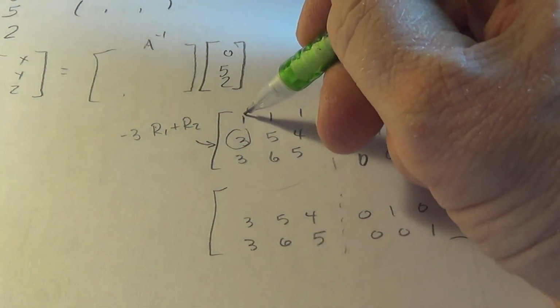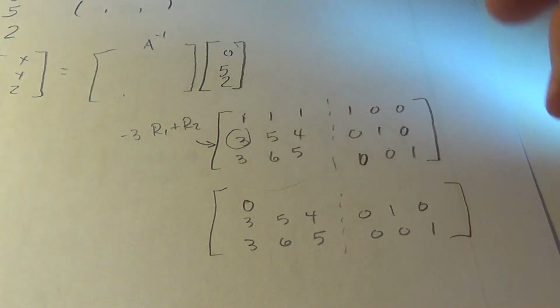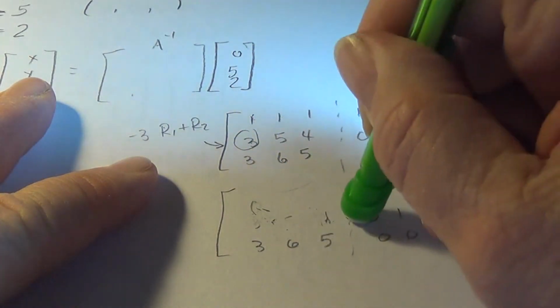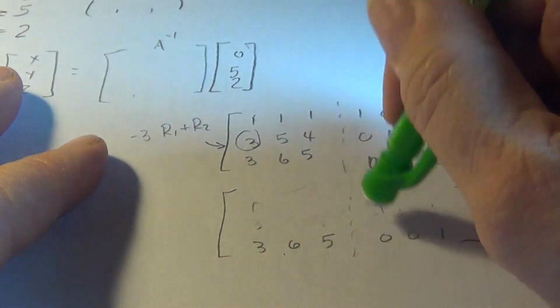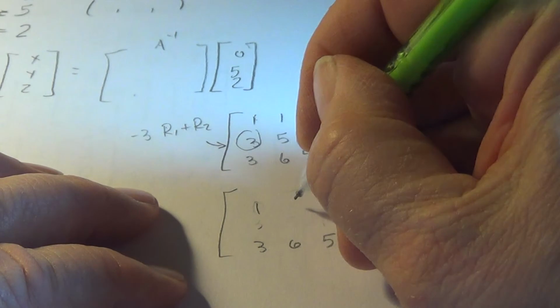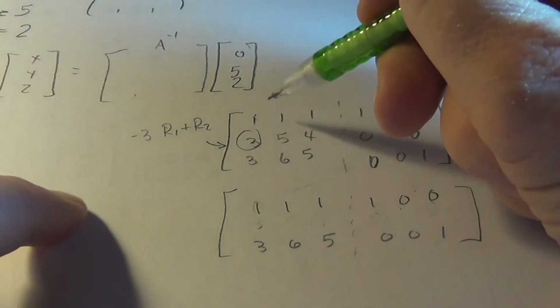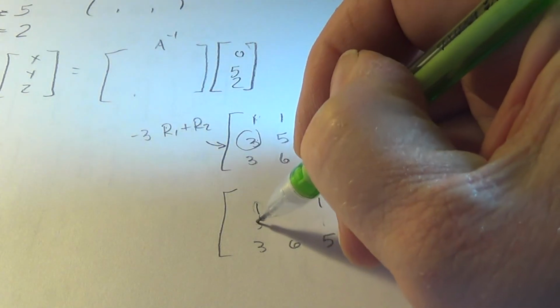And negative 3 times row 1 plus 3. Oops, that's the one I'm replacing. Sorry, I was looking at the timer. I think I'm supposed to put row 1 in and row 3, changing row 2. So negative 3 times row 1 plus row 2.